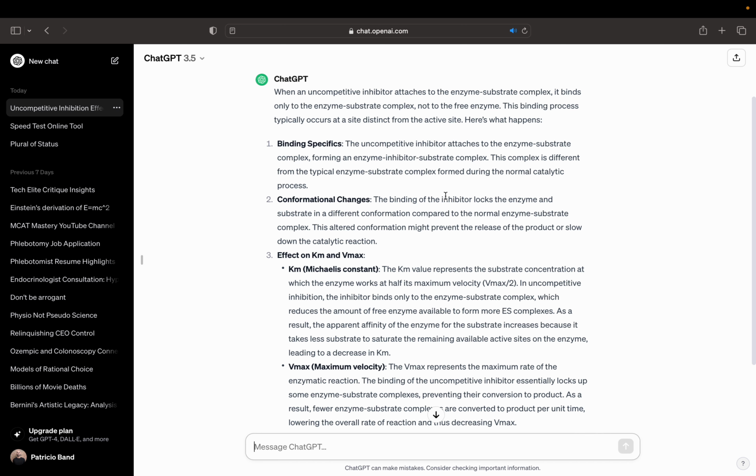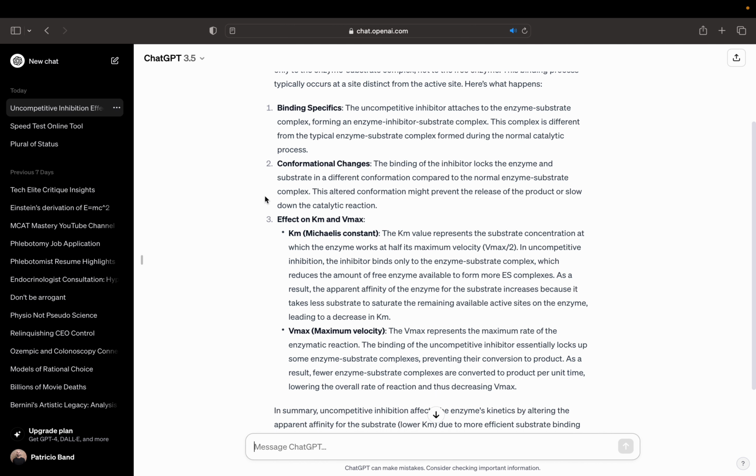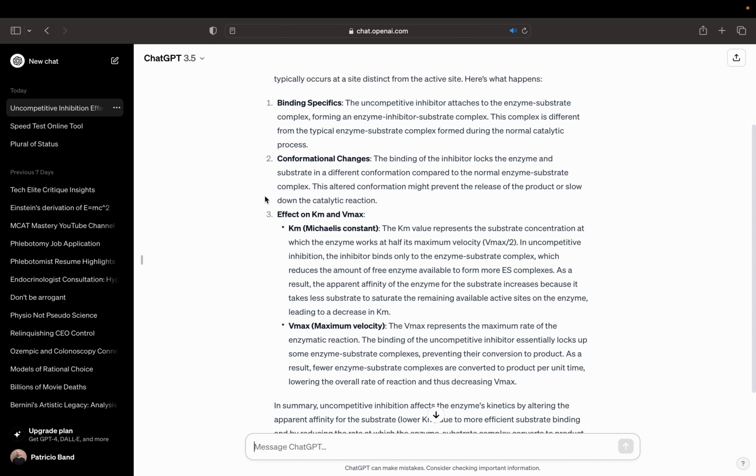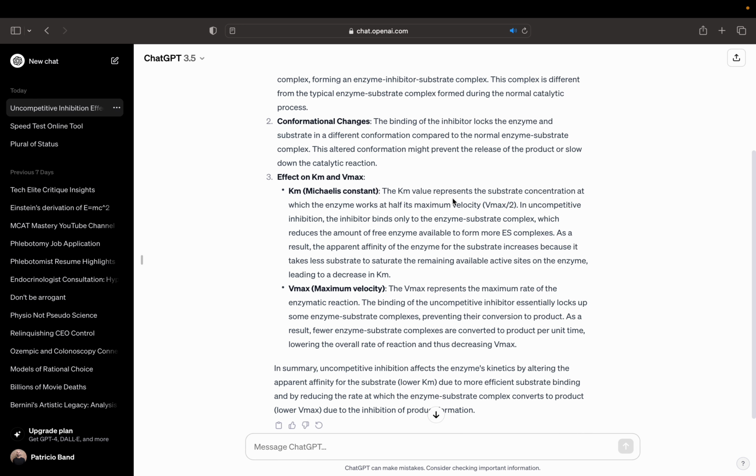Second is the conformational changes. So this is what I was expecting, and I've also studied about this before. The binding of the inhibitor locks the enzyme and substrate in a different conformation compared to the normal enzyme substrate complex. This altered conformation might prevent the release of the product or slow down the catalytic reaction. Interesting. What does it mean by that? The Km, the Michaelis constant. The Km value represents the substrate concentration at which the enzyme works at half its maximum velocity, Vmax/2.